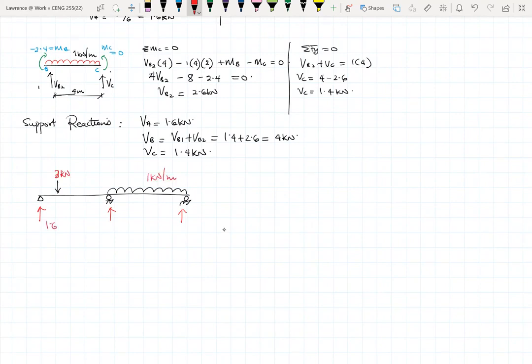This is 1.6 kilonewtons for VA. VB is 4 kilonewtons, and then VC is 1.4 kilonewtons. So from here, we can draw our shear force diagram, because we have all our unknowns. So our shear force diagram would look like this.